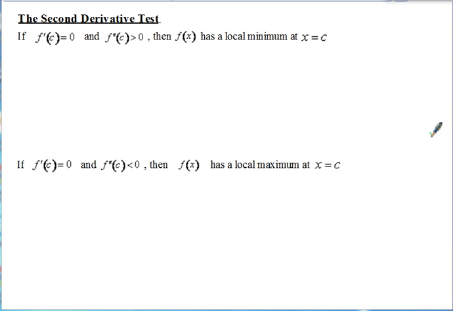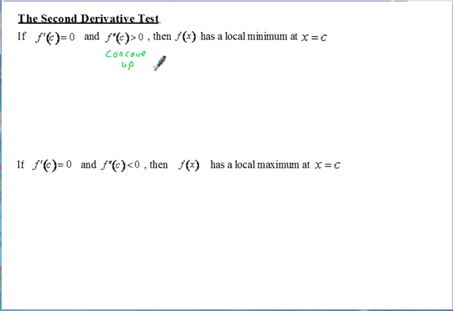So it says if f prime of c at some specific x value, the first derivative is 0, and the second derivative at that same c value is greater than 0, that would mean it's concave up.